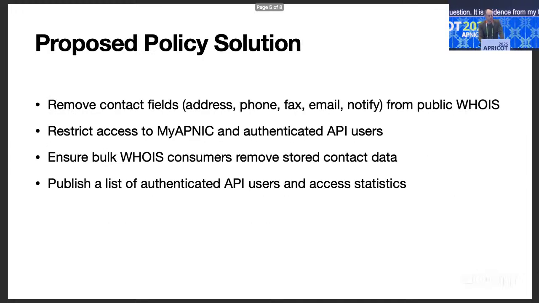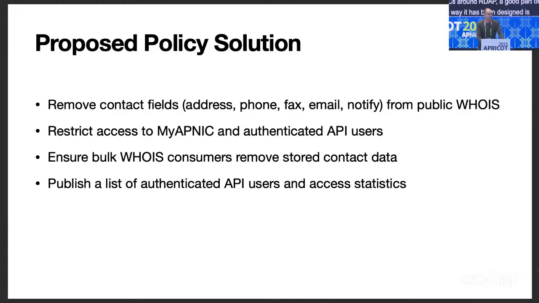So a proposed policy solution is removing the contact details from public WHOIS, restricting access to MyAPNIC and authenticated API users. Now, Sunny in the impact statement did not mention authenticated API users. Authenticated API users would be users of RDAP who have authenticated. There is a standard now via RFC for authentication using RDAP. And the goal of this was to protect private data, such as contact details. If you go back and look at the entire origin of RDAP and read the RFCs around it, a good part of the reason that it's been designed the way it has been designed is so that you can limit the data access to the public.